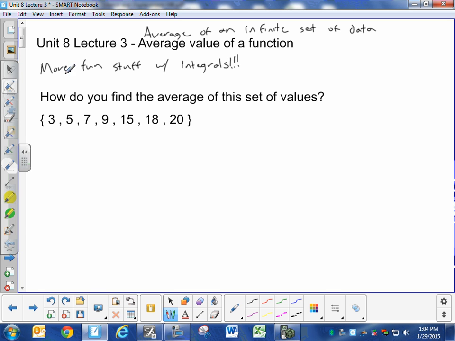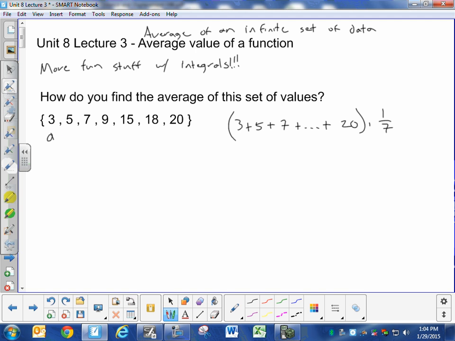So we're going to add all these numbers up. I know, you weren't expecting me to call you out. It's okay. You add all these numbers up, and then you divide by how many numbers you have: 1, 2, 3, 4, 5, 6, 7. Now I'm not going to divide, I'm just going to multiply by 1/7. That's the same thing.